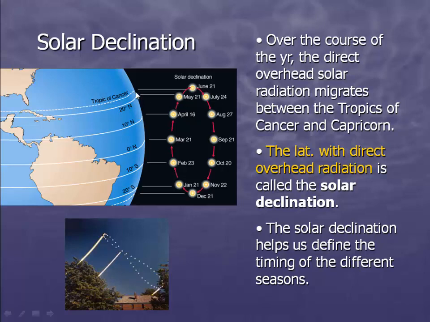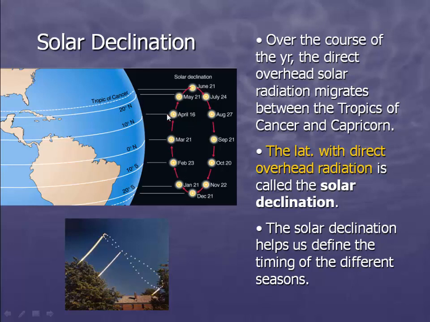The Tropic of Cancer is 23.5 degrees north. The Tropic of Capricorn is 23.5 degrees south. 23.5 degrees should not surprise you. That is the axial tilt of the Earth. So because of that tilt, you'll always see this solar declination bounce back and forth from 23.5 degrees north to 23.5 degrees south. Now, during different times of the year, you can see this image here over on the left shows you relative times of the year where solar declination is occurring.